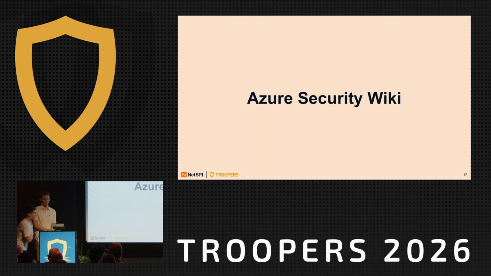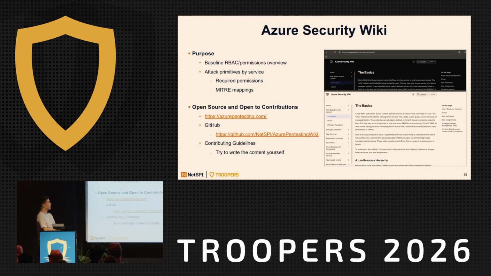Cool, yeah, and to wrap this all up, everything that we've done here, from mapping permissions to vectors, we want to give back to the community and hopefully work on together, right? So we're working on a security wiki that is going to have a lot of the concepts that we just talked about. You can go to azurepentesting.com, and currently that is just a placeholder, but we will get that up shortly after this.